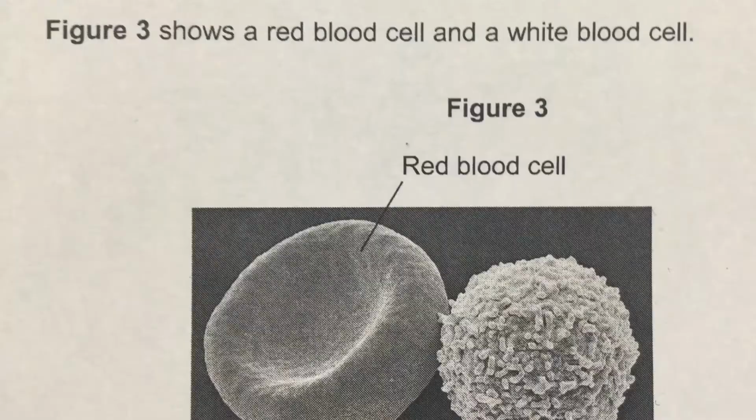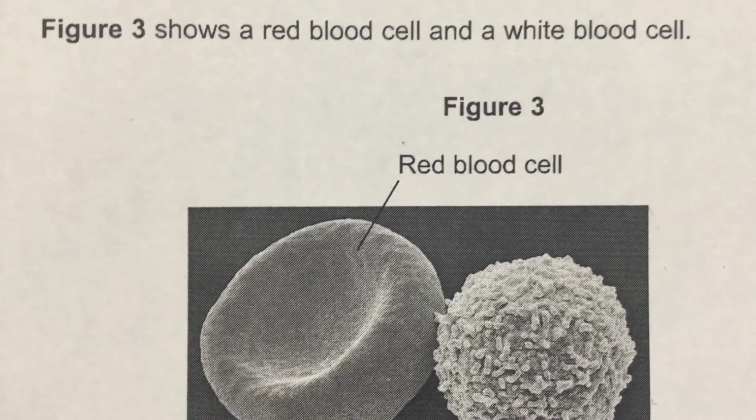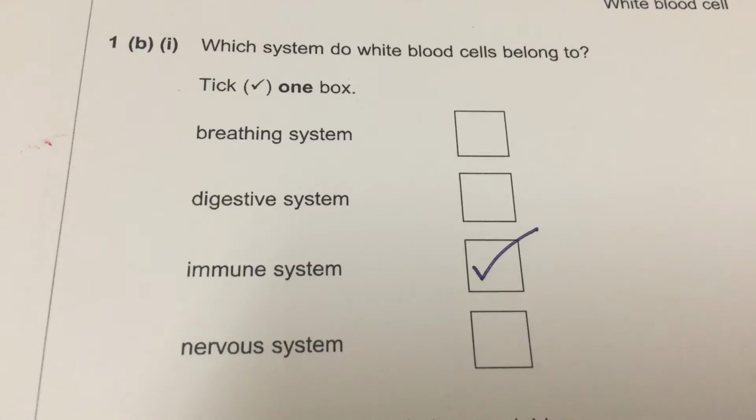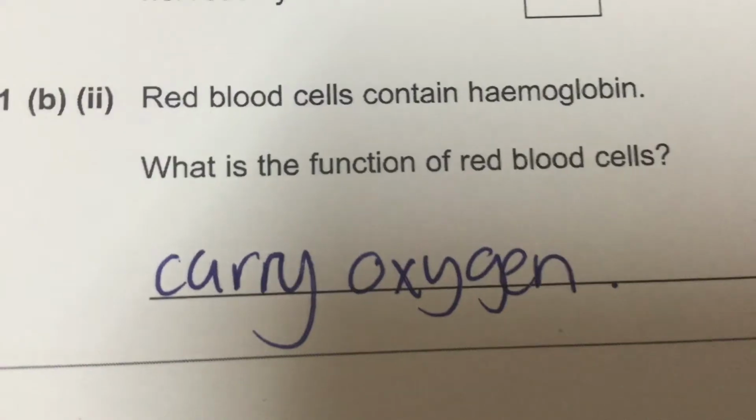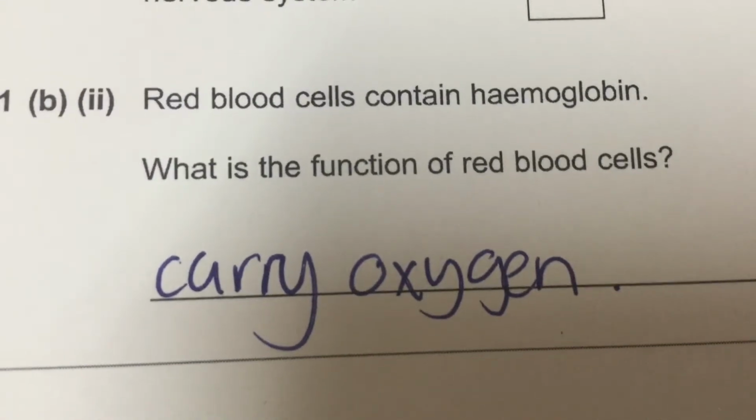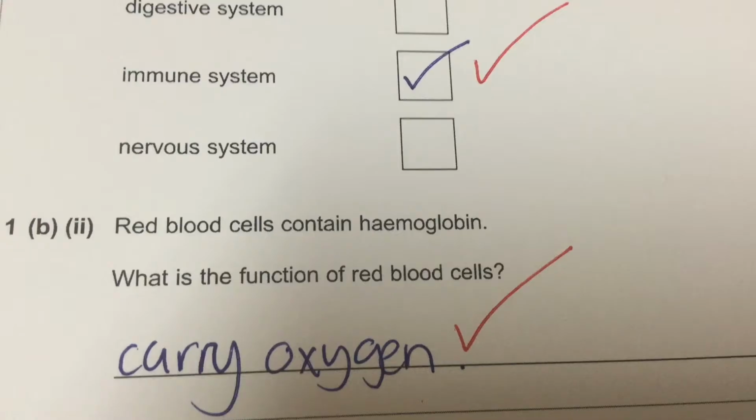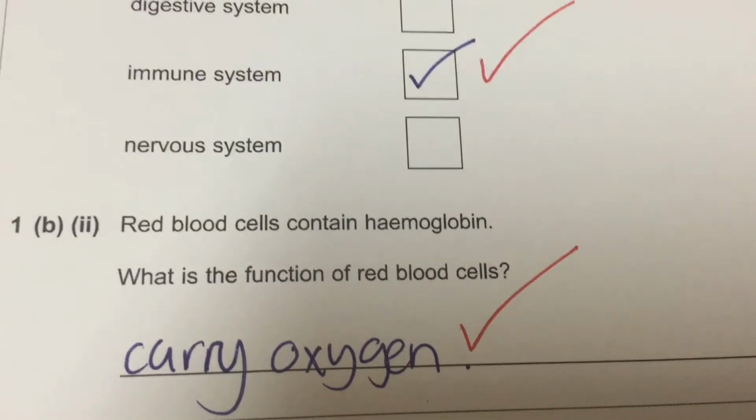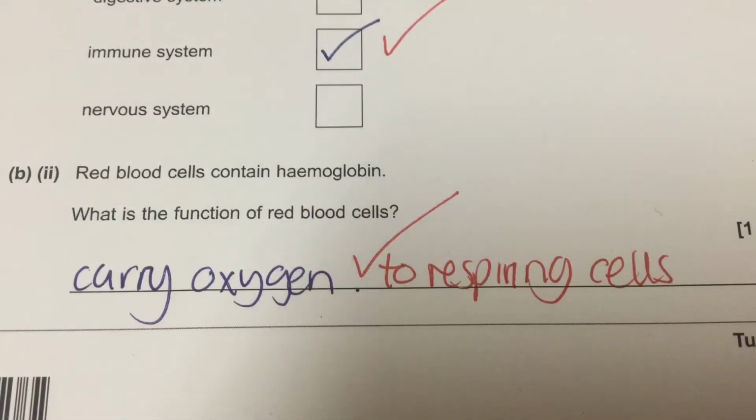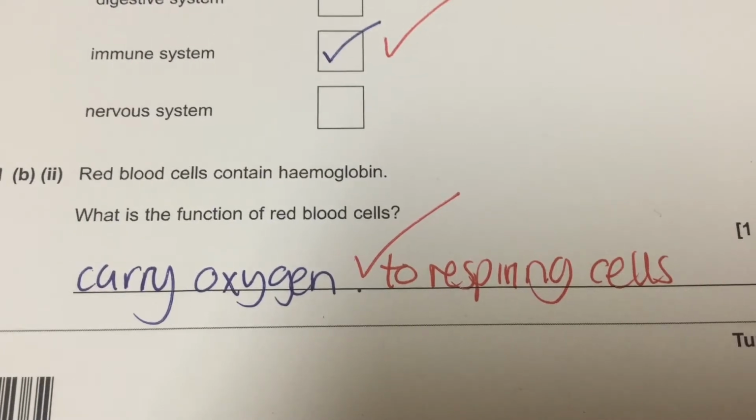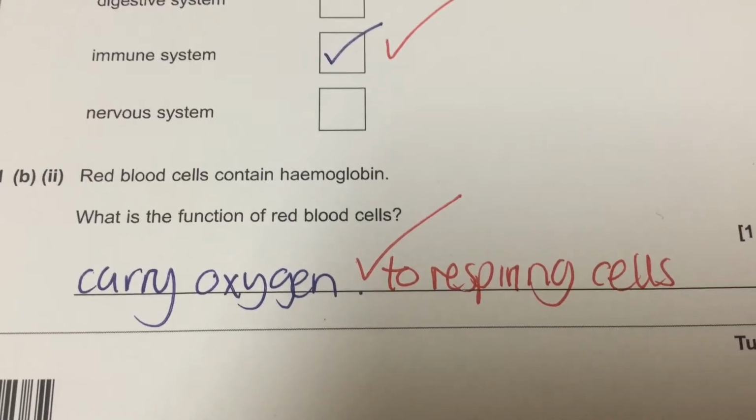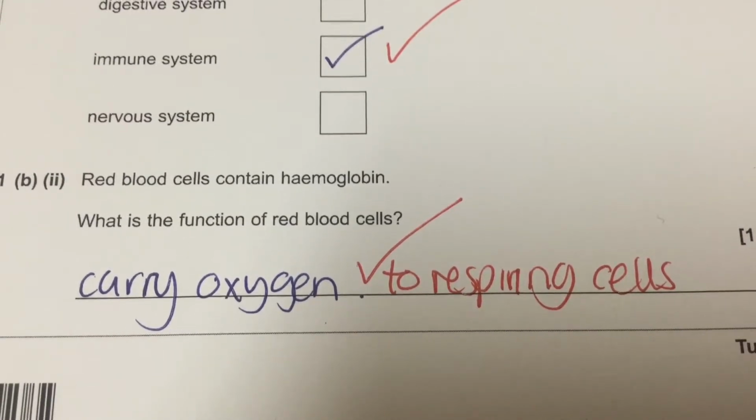Next question, Figure 3 shows a red blood cell and a white blood cell. Which system do white cells belong to? So clearly that's the immune system. Red blood cells contain hemoglobin. What is the function of red cells? So the best answer is to talk about carrying oxygen. And to improve that answer, really, you should be thinking about carrying oxygen from the lungs to respiring cells. Now, it's only a 1-mark question, but you did get it wrong if you wrote delivering oxygen without further amplification.